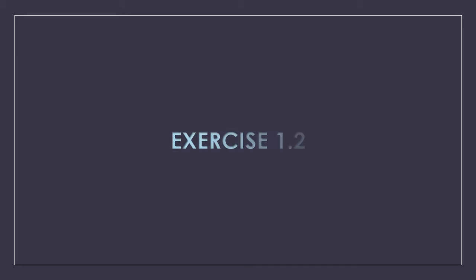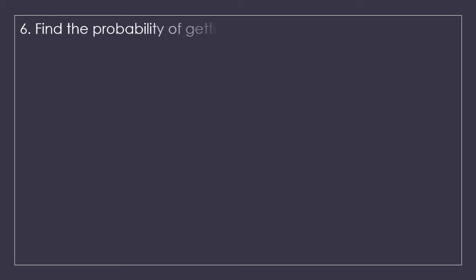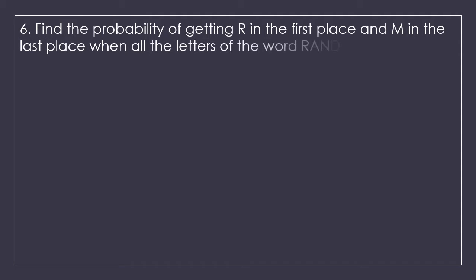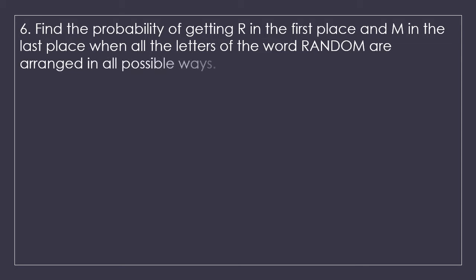This is the continuation of exercise 1.2. Carrying on from where we dropped the last time, question number 6. Find the probability of getting R in the first place and M in the last place when all the letters of the word RANDOM are arranged in all the possible ways.